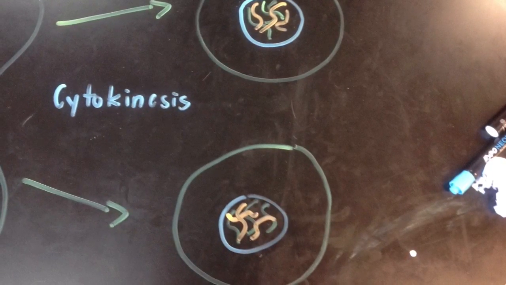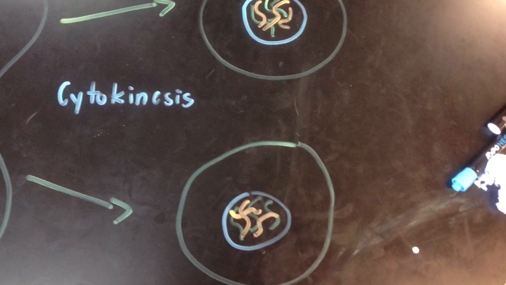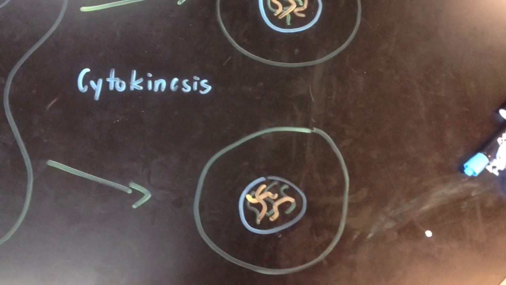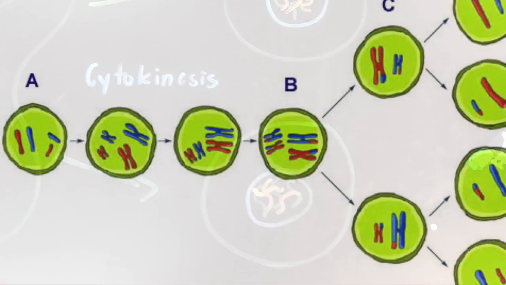Next, you transition to cytokinesis, and this is the final cellular division to form two new cells. In plants, a cell plate forms along the line of the metaphase plate. In animals, there is a constriction of the cytoplasm. The cell then enters interphase, the interval between divisions.